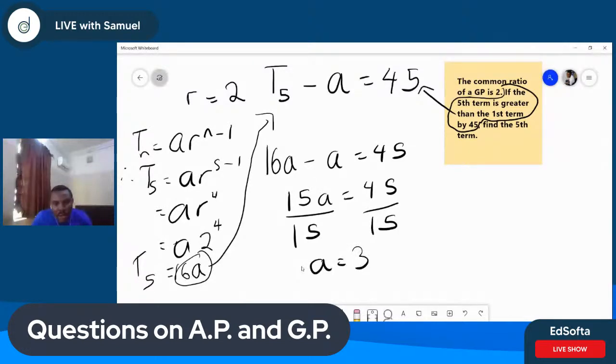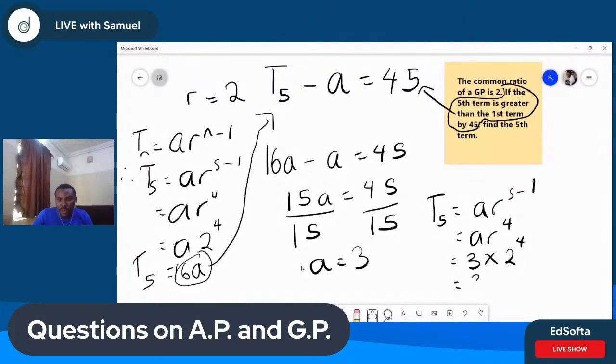And if our A is 3, we can now find the fifth term. We know T5 is equal to A R raised to power 5 minus 1, which is A R raised to power 4, which will be 3 times 2 raised to power 4, which is 3 times 16, which would give us 48.